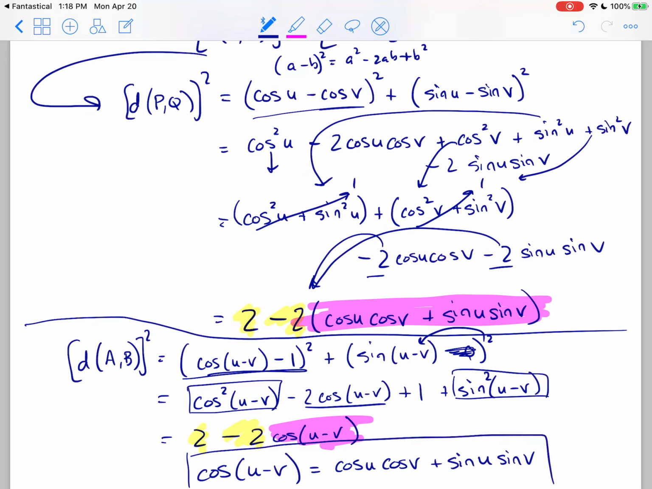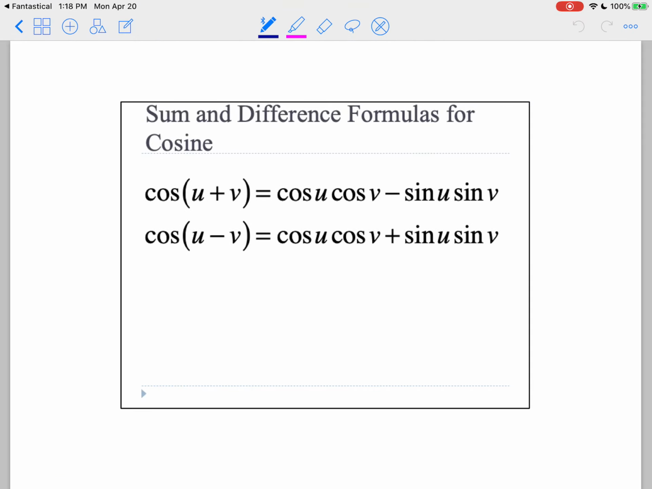And this is our first identity that isn't a Pythagorean identity. It is called the difference formula, and it's a difference formula for cosine. We can do the same sort of reasoning, and we get the sum formula for cosine as well. So these are the sum and difference formulas for cosine. In the next video, we're going to work with some of these expressions in an example.